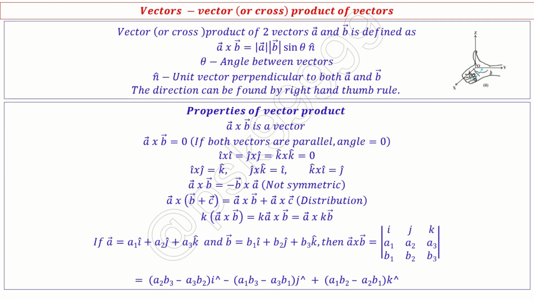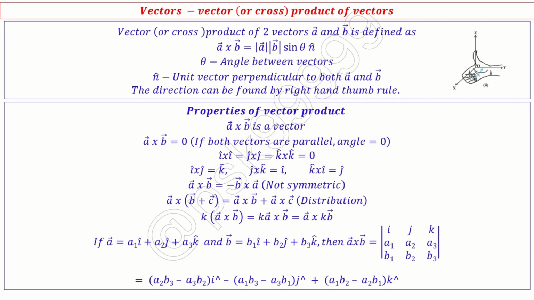So the vector product of parallel vectors is 0, which means i cross i equals j cross j equals k cross k equals 0. Whereas i cross j you will get k hat, and j cross k you will get i hat, and k cross i you will get j hat. So remember this one.